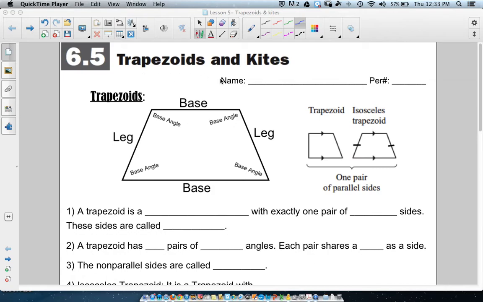Today we're talking about trapezoids and kites. Yeah, you know what a kite is. You go fly it when it's windy. But first off, trapezoid. A trapezoid is a quadrilateral.